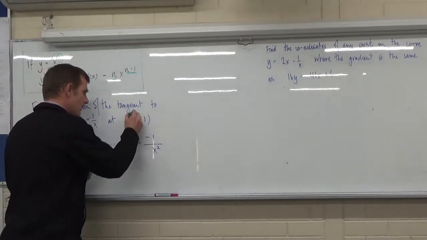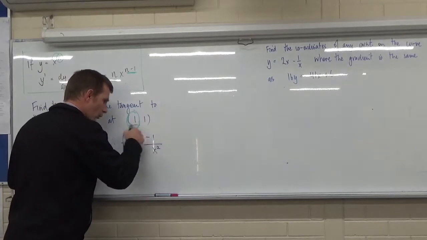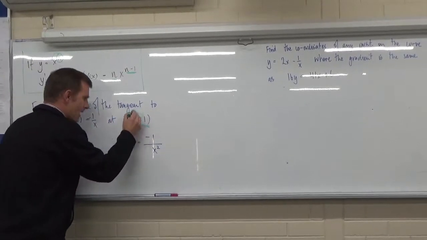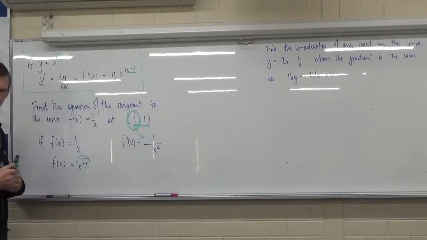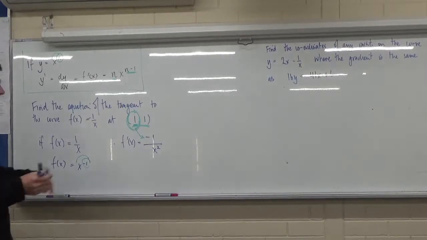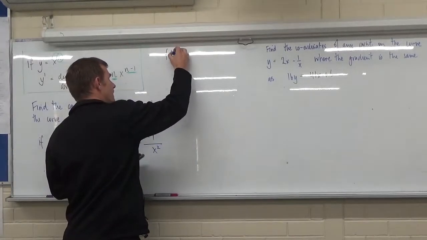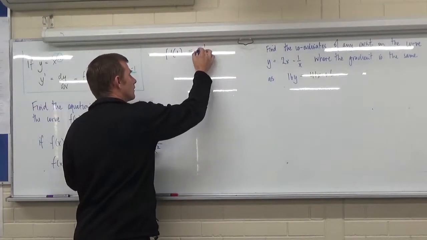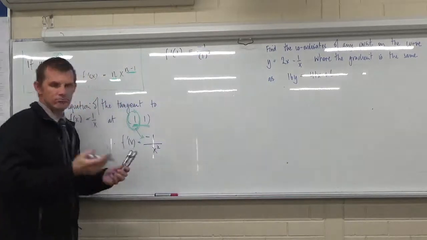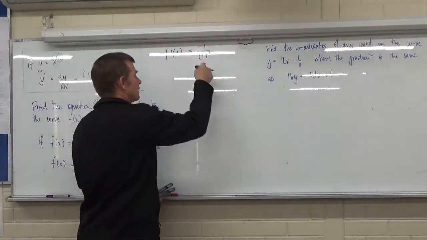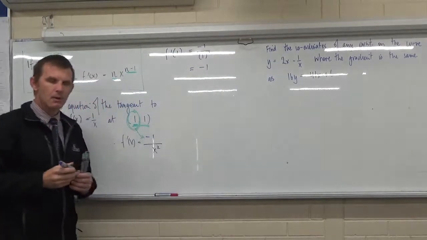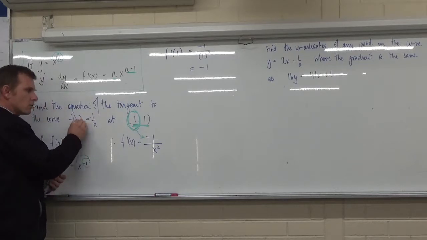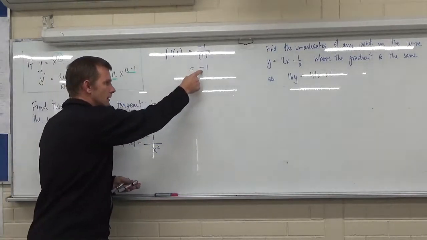Now I want to take my x value. This point, this whole coordinate, only links to the graph. But the x value I can put into my derivative function, my gradient function. So I'm going to say f dash of 1 is equal to -1 over 1 squared. 1 squared, just 1 anyway. -1 divided by 1, -1. So that's telling me that the gradient on this curve, when x equals 1, is equal to -1.